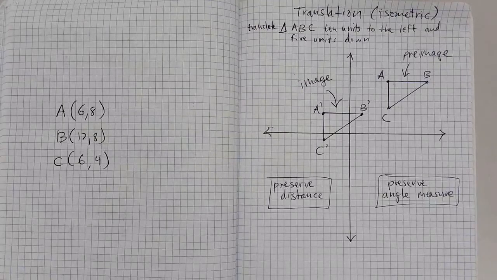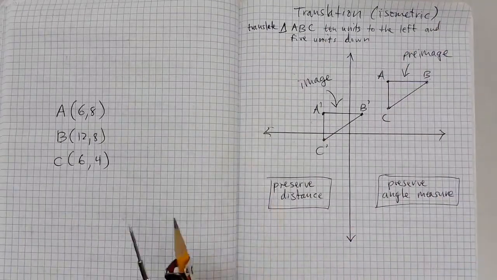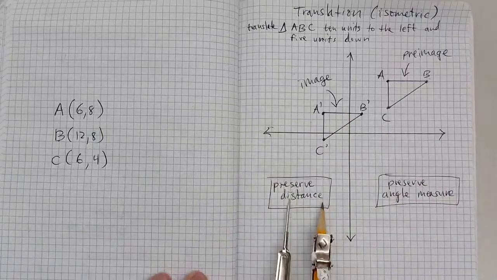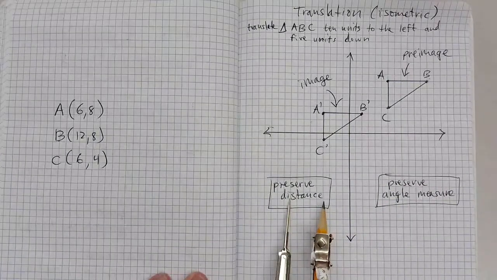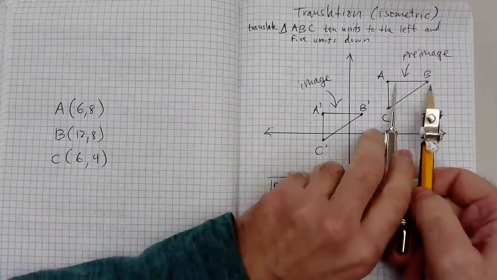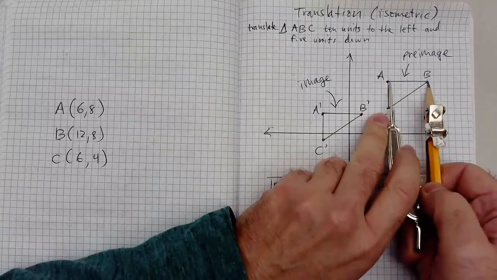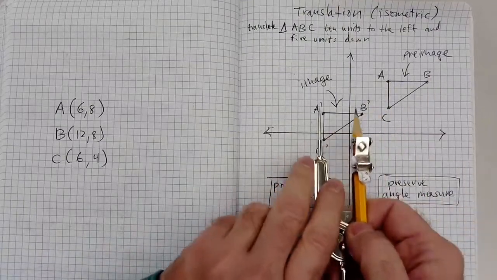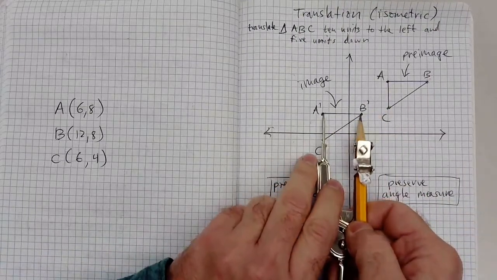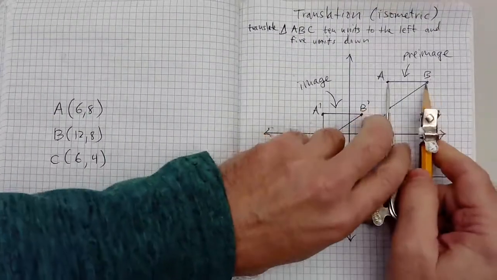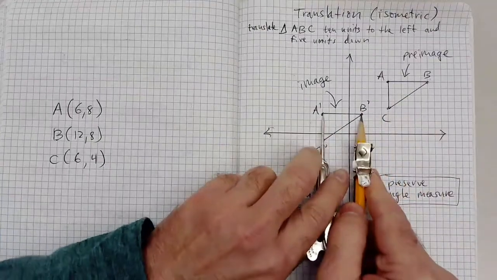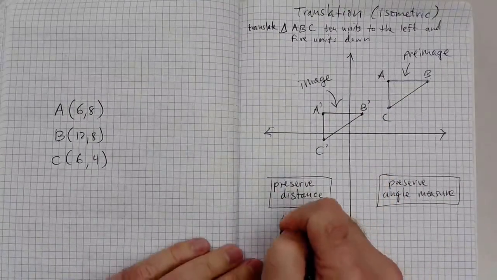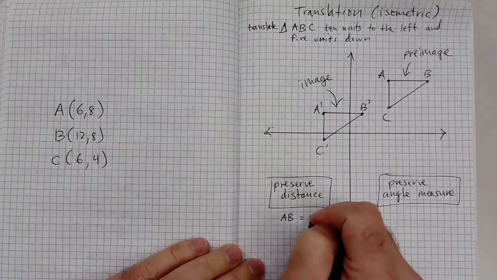So let's check that with our compass, right? So the first distance I'm going to measure is between points A and B. My distance between point A and B I can see is 6 units, but I'm going to use my compass to set my radius to 6 units, and then I'm going to check A prime, B prime. And hopefully they are the same, right? We write that as AB equals A prime, B prime.